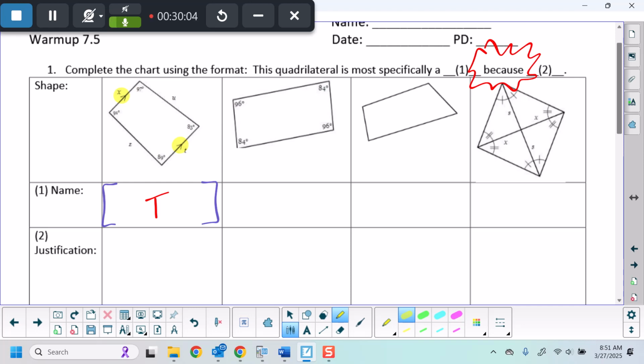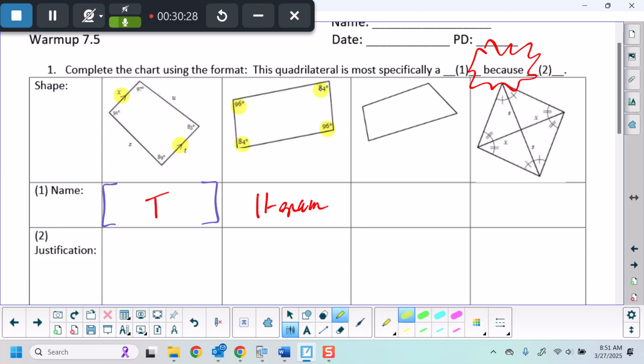All right, number 2, this quadrilateral is most specifically a parallelogram because opposite sides are congruent. So we can say that opposite angles are congruent. If you want to instead, you can say consecutive interior angles are supplementary.